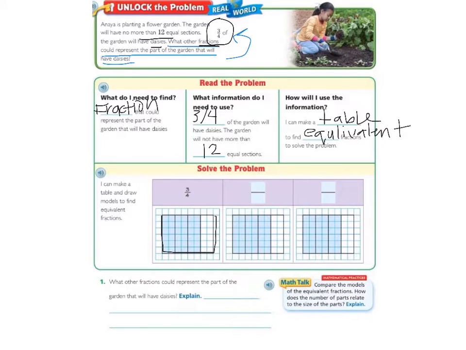We have our garden. It's split into fourths. So if I take that same picture, here's our garden. It's split into fourths. And now I'm going to split it in half. Now I have eighths. The part that is shaded in, my equivalent fraction for 3/4, is 1, 2, 3, 4, 5, 6. 6/8.